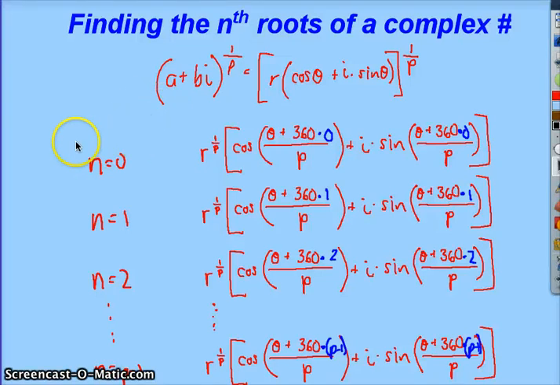Hello. This video will demonstrate how to find the roots of a complex number. All right. Once again, we need to take our complex number and convert it to polar form. Hopefully, this exponent tells you we're looking for a root.